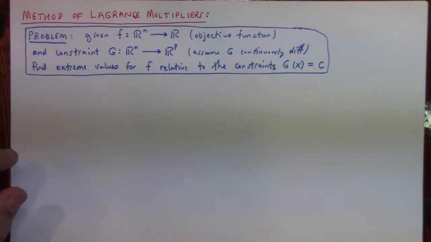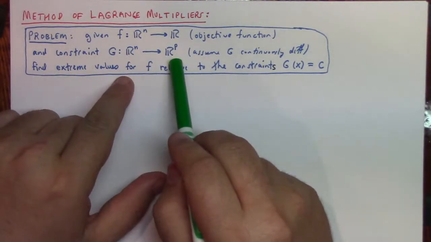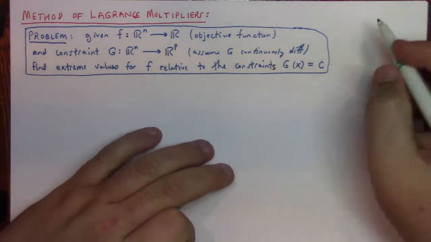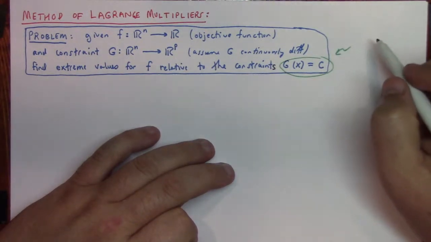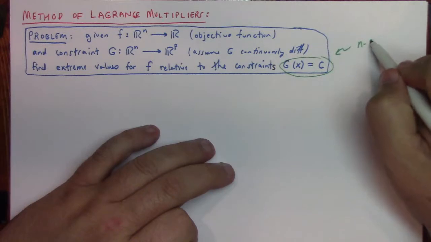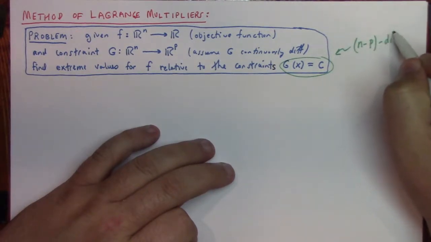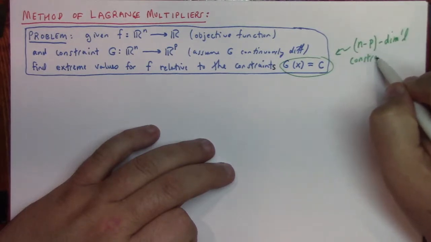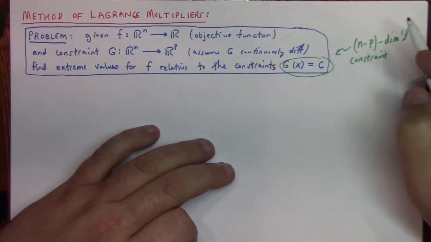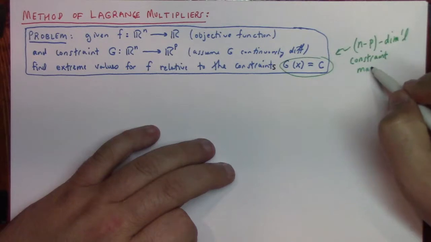So let's see here, do some counting. If we have g going from Rn to Rp like so, then basically this thing is something like an n minus p dimensional constraint surface. Usually you might call it a constraint surface, but that's of course abusive language. Let's say constraint manifold.